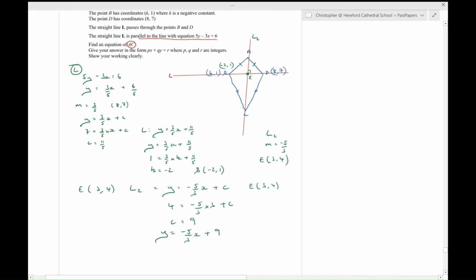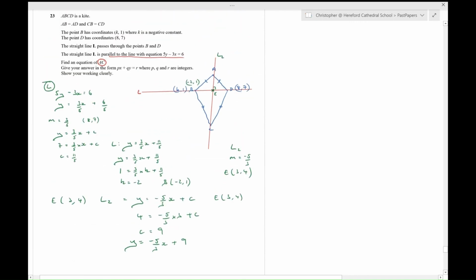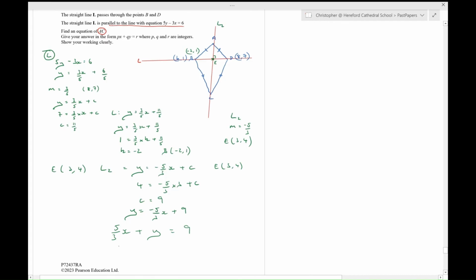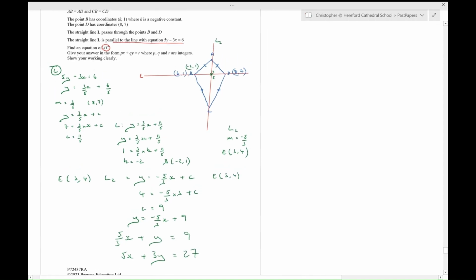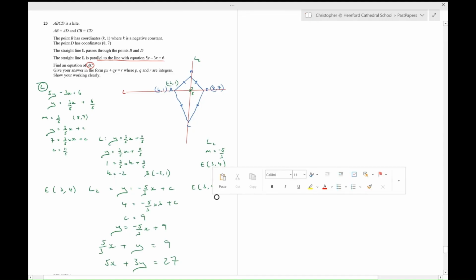Now, does it tell me to give the answer in a particular form? Yes, it does. It says, could you please give the answer in the form px plus qy equals r. So I'm going to move those x's onto the other side. So 5/3 of x plus y equals 9. And there is my solution. Unless, of course, it wants p, q, and r to be integers. So I multiply everything by 3. 5x plus 3y equals 27. Right, now have I done what it says? I think that I have. px plus qy equals r. And there is the solution to question 23.